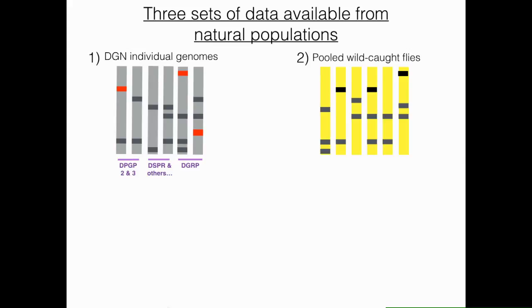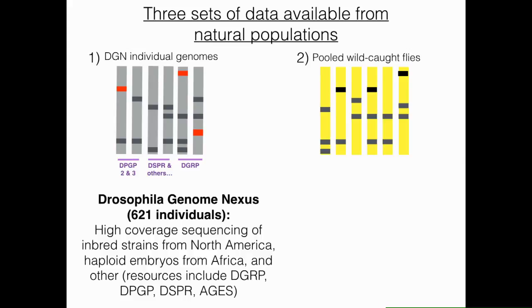So the first resource I'm going to talk about is the Drosophila Genome Nexus, which is really a compilation of many resources, altogether representing 621 individuals sequenced to high coverage. So these are, for the most part, either inbred strains or haploid embryos, and so the variant calls are made in a homozygous state. In this data set, we have high confidence in a given variant. However, its frequency isn't very high because we only have 621 individuals.